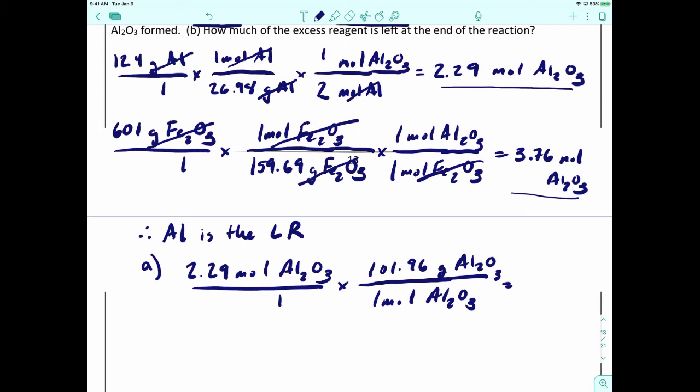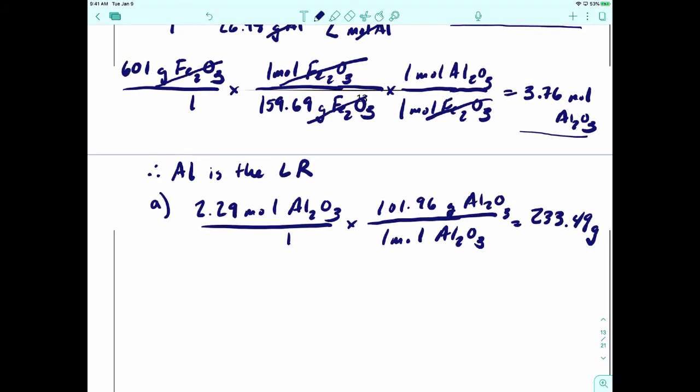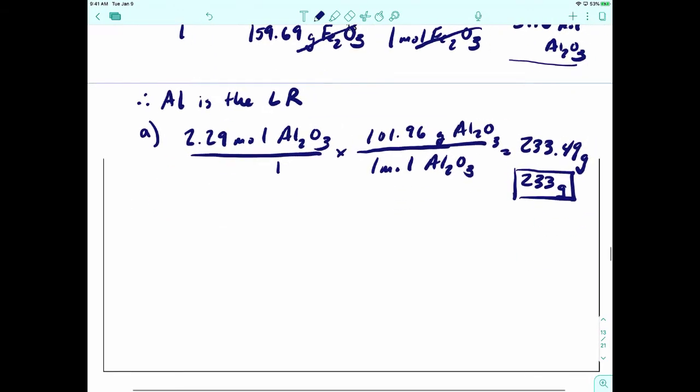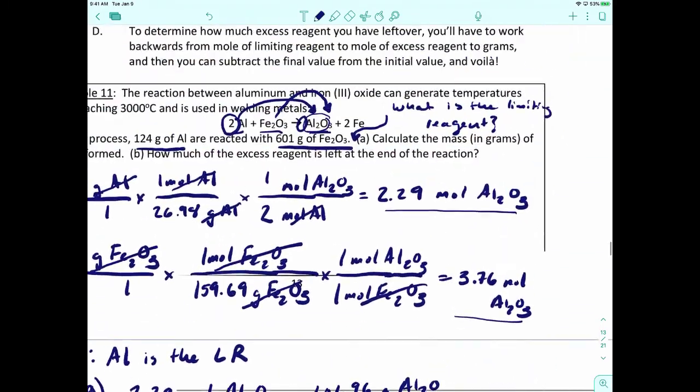If I do that, the number I get is 233.49 grams. But we need to report this with the right number of sig figs. Since we had 3 sig figs in our numbers starting off, this has to also have 3 sig figs. So this is 233 grams. All right, so that's part A. That's easy. Now here's the other one. The next part was this.